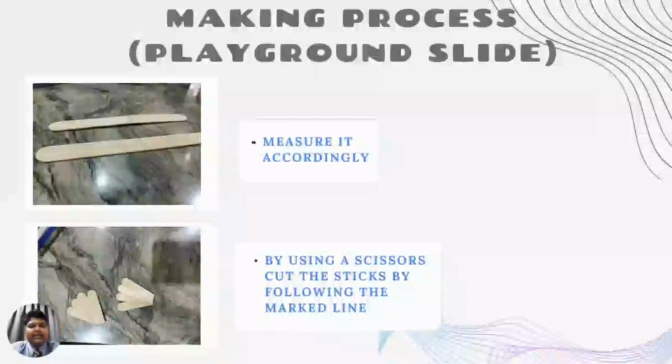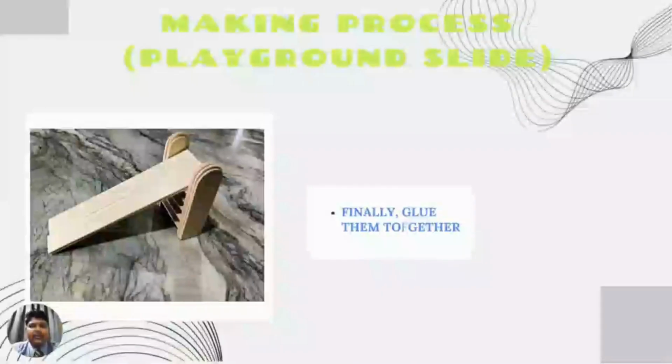So we collect the popsicle sticks, measure them accordingly, and mark the lines according to the measurement. And then obviously we use the scissors and cut them according to the measurements we made. And then finally, using the hot glue gun, we join and glue them all together. And this is how it came out as an end product. As you can see, there are the steps, the slide, and the side stands.